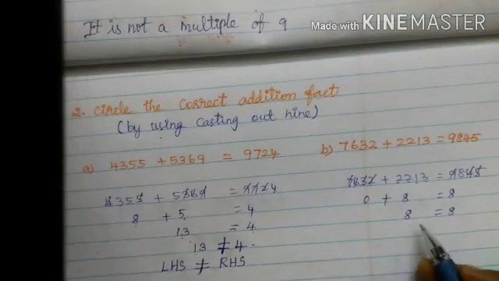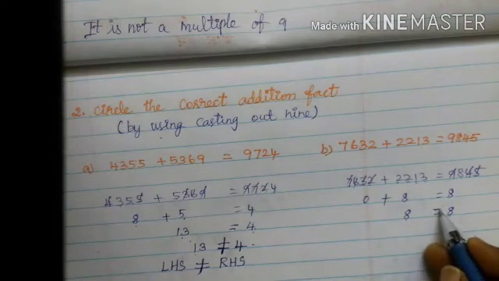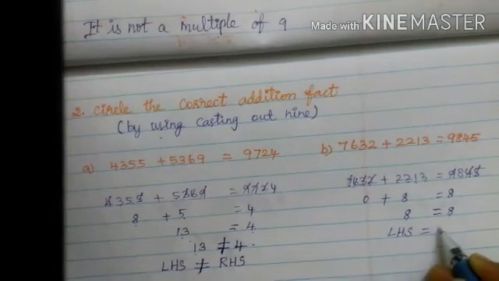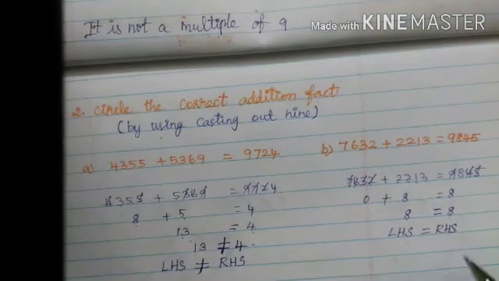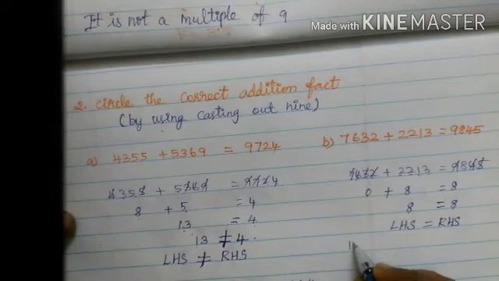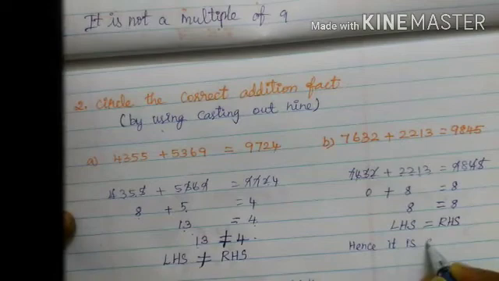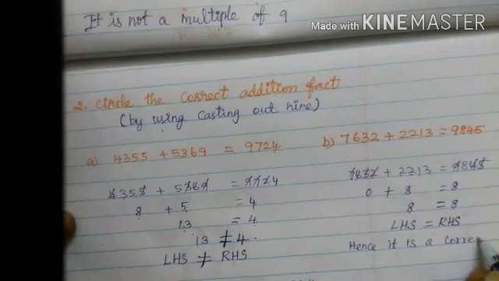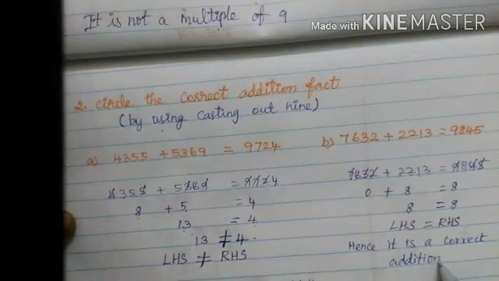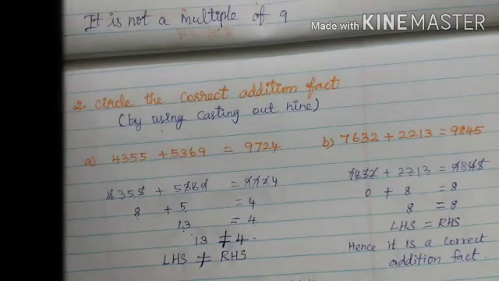So what do you write? Check here, 8 or 8. Is this equal or not equal? Yes, this is equal. So you should write LHS equal to RHS. Okay. So what do you write as the answer? Hence, it is a correct addition fact.